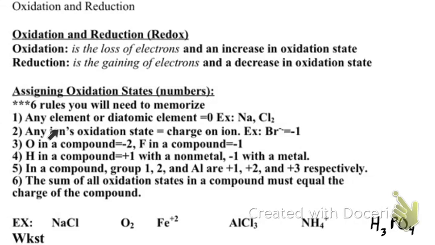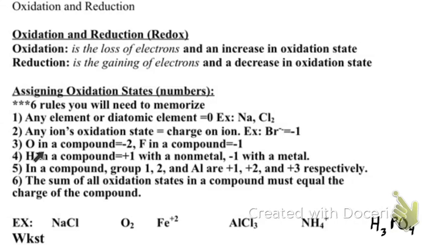Rule number 1 says any element or diatomic element has an oxidation number of 0. Examples of that would be like sodium, all by itself would have an oxidation number of 0, or chlorine, which is a diatomic element, would have an oxidation number of 0 when it's Cl2. The 2 makes it diatomic. Rule number 2, any ion's oxidation state is the charge on the ion. So, if we have Br with a -1 charge, its oxidation state is -1.